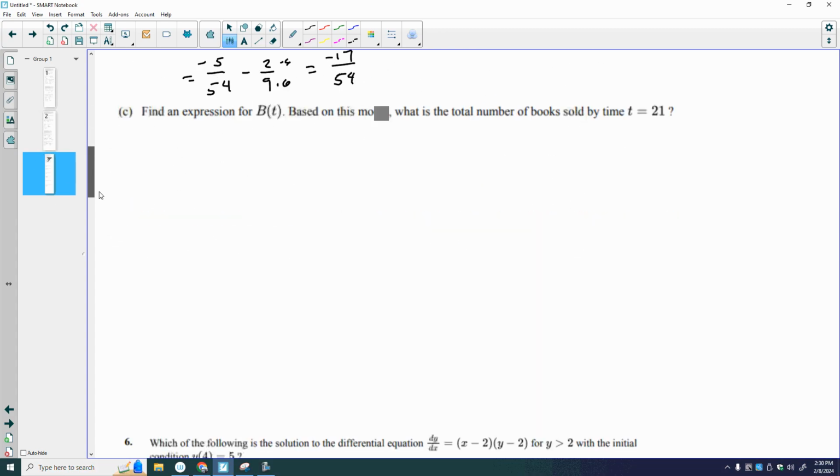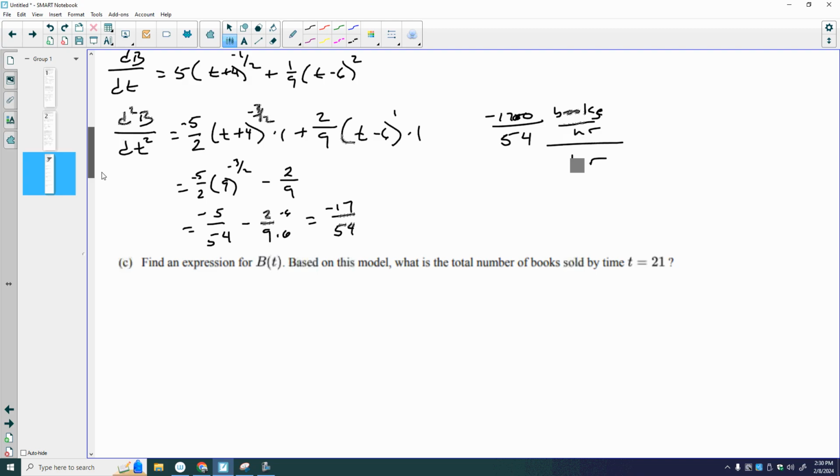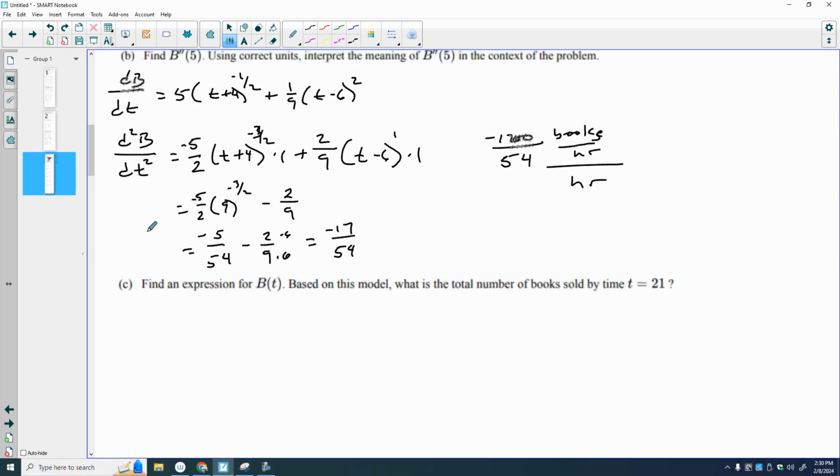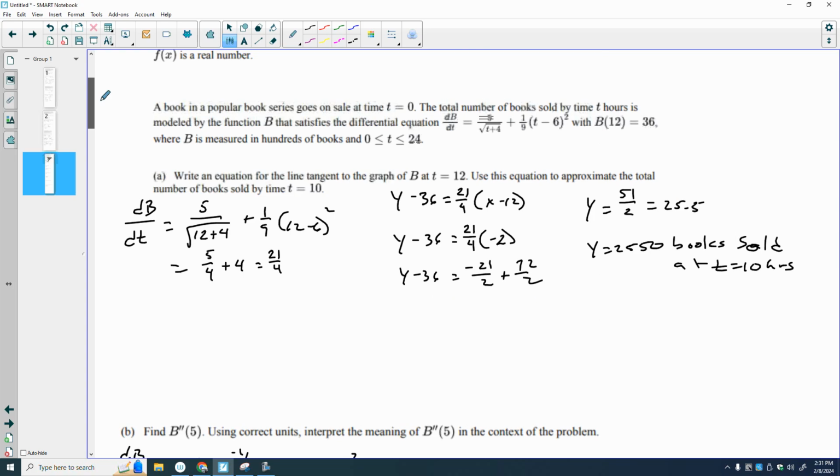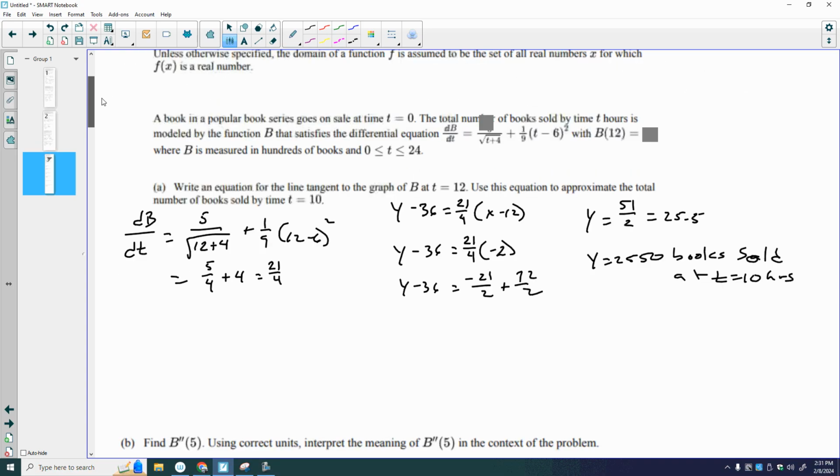All right, question C. Going back to our correct model with the negative sign in there, dB dt equals 5 t plus 4 to the negative 1/2 plus 1/9 t minus 6 squared. Double check I started off right. T minus 6 squared. Okay.